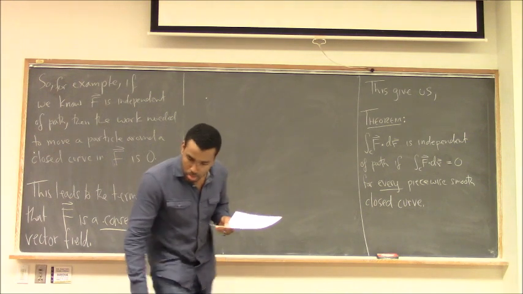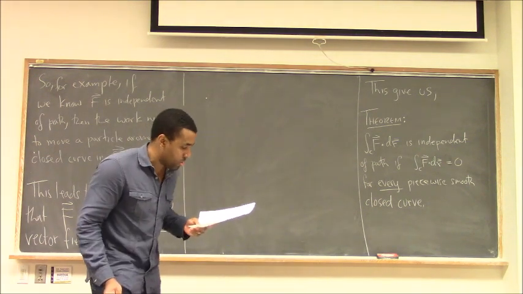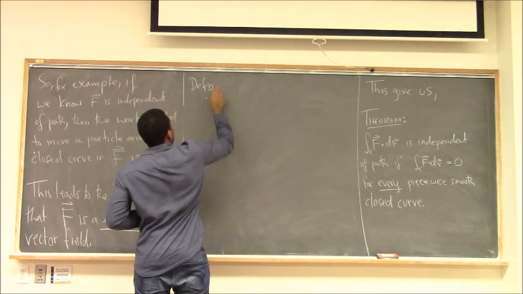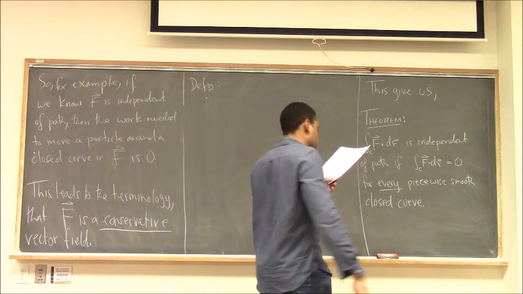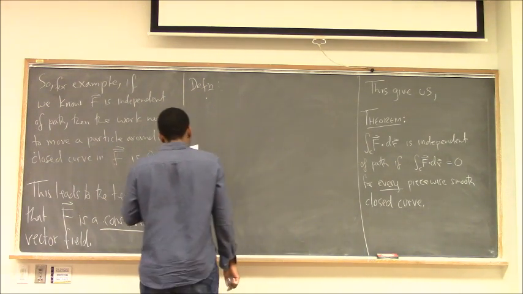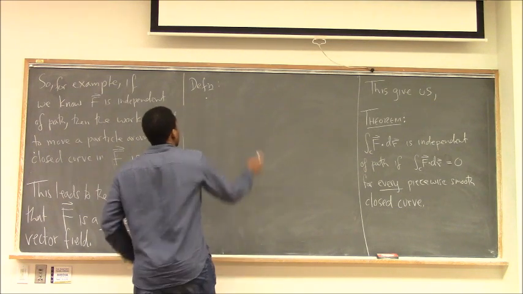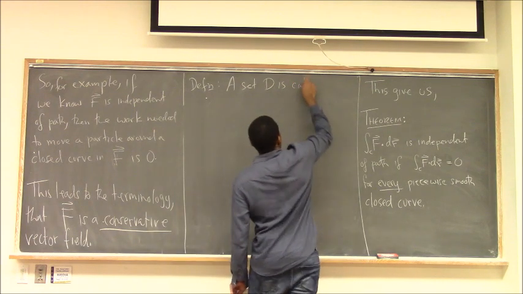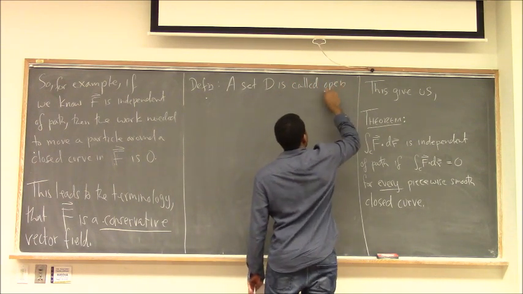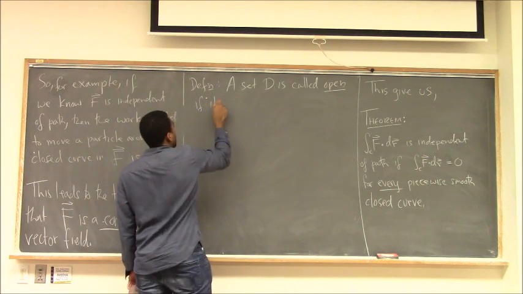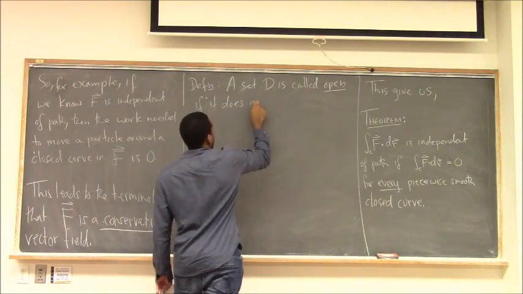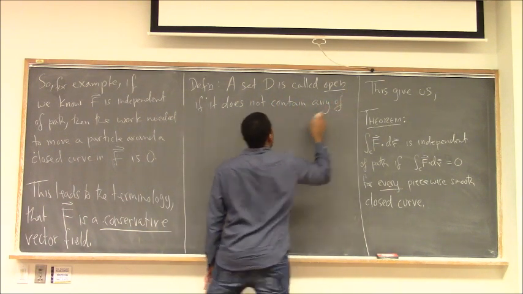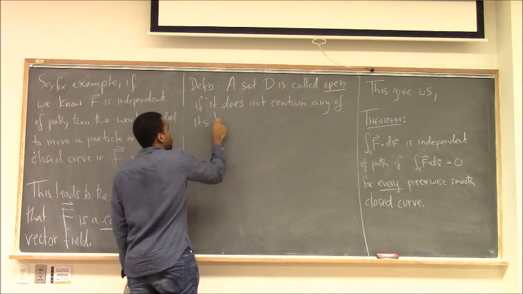Now I need to define a couple more things because I'm going to give you some more theorems that we'll need this for. So let's talk about definitions. D is called open if it does not contain any of its boundary points.